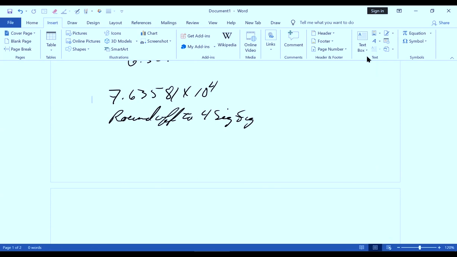How do you round this off to four significant figures? Keep this, keep this, keep this, keep this. Non-zero numbers are always significant. And then the one we're gonna use to round off is the first number after the last one we're gonna keep. Is this four or less or five or higher? 8 is 5 or higher. So we're going to drop this, drop that, and increase this by 1. The 10 to the 4th is never changed when you're rounding off. And that's how you do it.